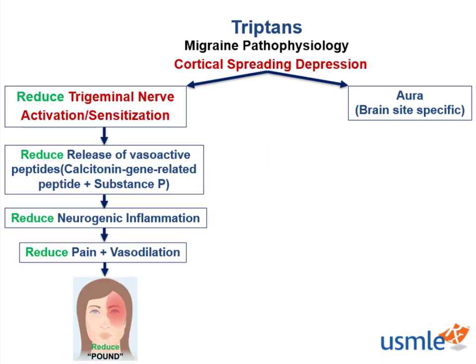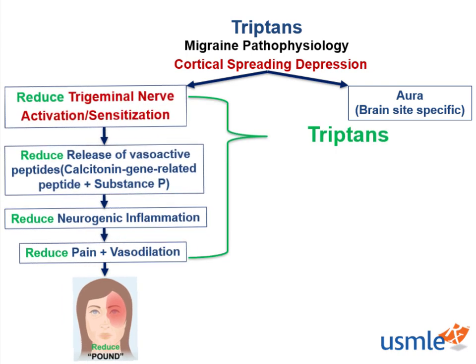Triptans treat migraines. Specifically, triptans reduce trigeminal nerve activation and sensitization, which reduces the release of vasoactive peptides, which reduces neurogenic inflammation, which reduces pain and vasodilation, all of which serve to reduce the pound symptoms of migraines. Yes, pound, not A-pound, as triptans are ineffective at treating the aura phase of migraines, which makes sense as cortical spreading depression, not specifically the trigeminal nerve where triptans act, causes the aura.